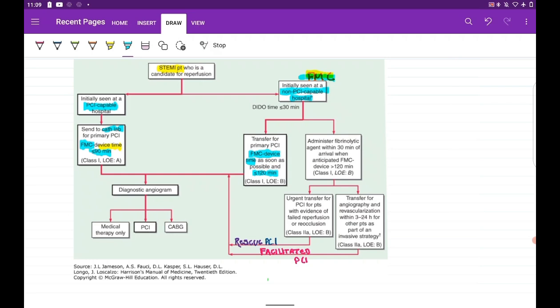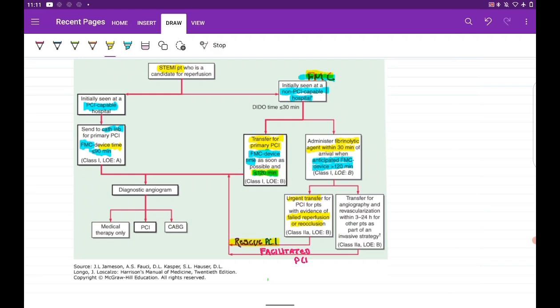If the anticipated FMC to device time is more than 120 minutes, then we cannot transfer the patient to a PCI capable hospital. We administer a fibrinolytic drug like streptokinase within 30 minutes. This is called door to needle time. Once the patient receives a fibrinolytic agent, we check whether the reperfusion is okay, or there is failed reperfusion, or reocclusion. If there is a failed reperfusion or a reocclusion, then we have to urgently transfer the patient to a PCI capable hospital. This is known as rescue PCI.